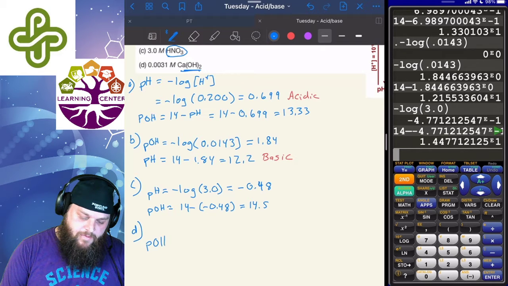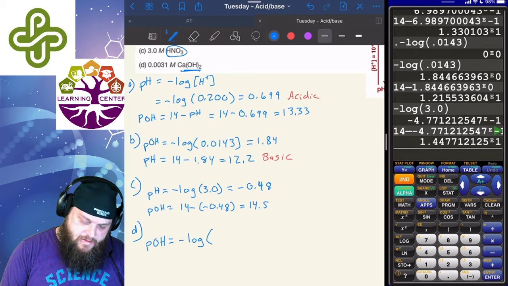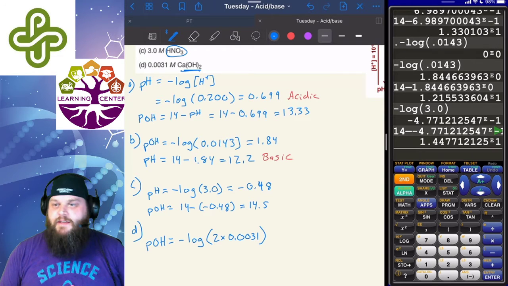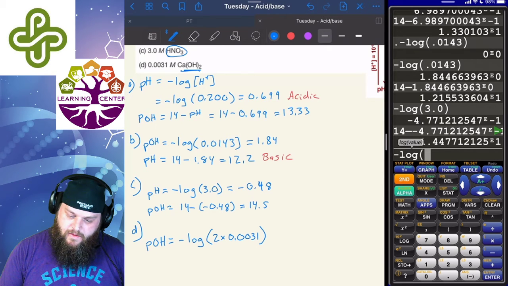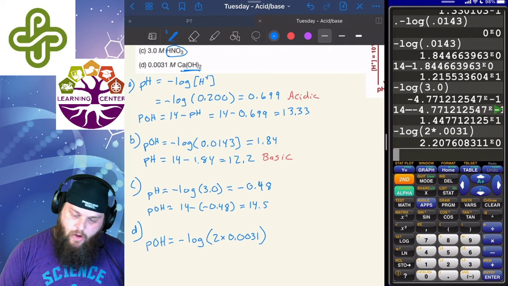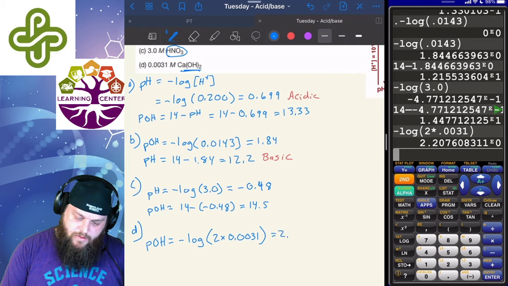So if I find the pOH, that's going to equal negative log. I'm going to write it as 2 times 0.0031, because we're doubling that concentration in there. So that's negative log of 2 times 0.0031. And that gives us a pOH equal to 2.21. Let's say 2.2 for 2 sig figs.